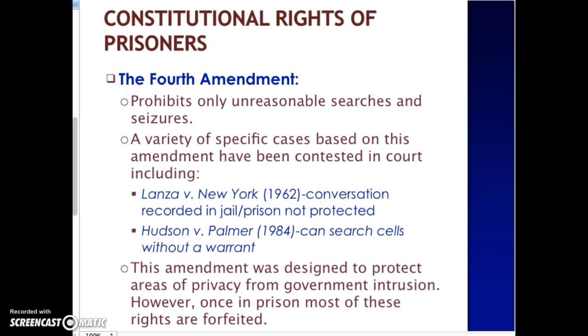In addition, we have Lanza v. New York in 1962. Basically, conversations recorded in jail or prison are not protected, so institutions can listen to those and monitor those. The only exception might be if it's an attorney-client type case. In Hudson v. Palmer, 1984, again, we already talked about that, but they can search cells without a warrant or probable cause or any reasonable suspicion. A lot of times random searches are done as a means to control the institution, for safety, things such as that.